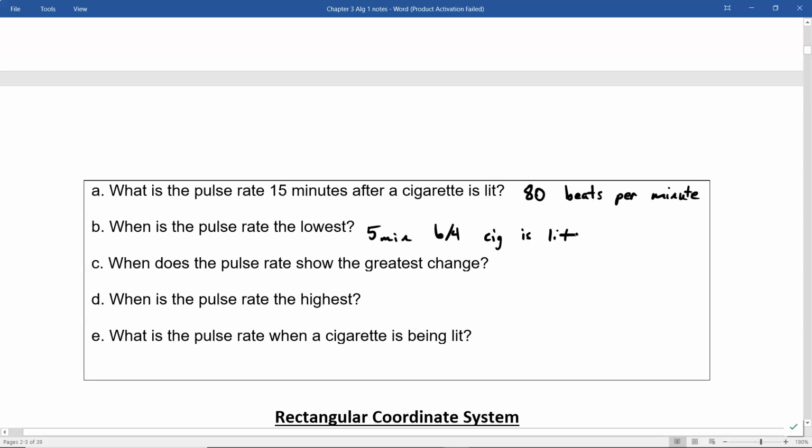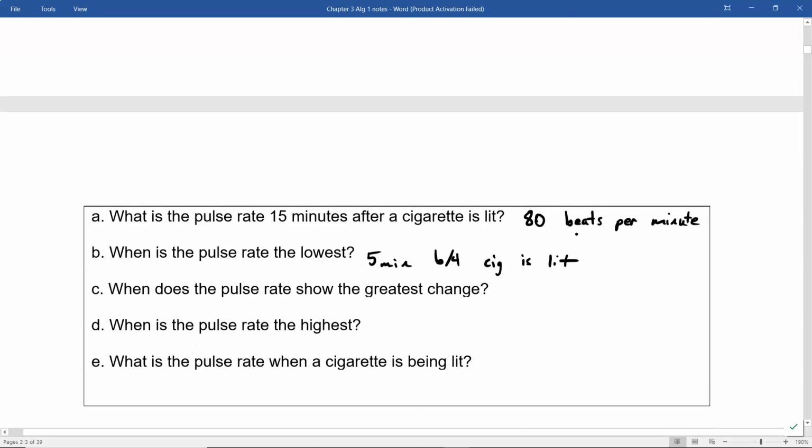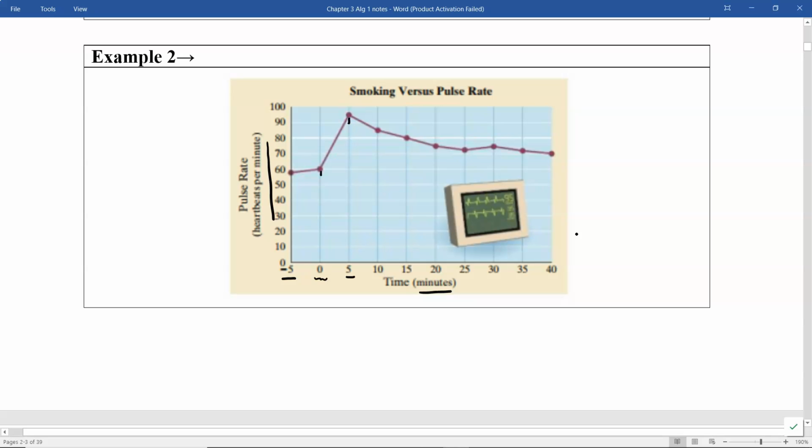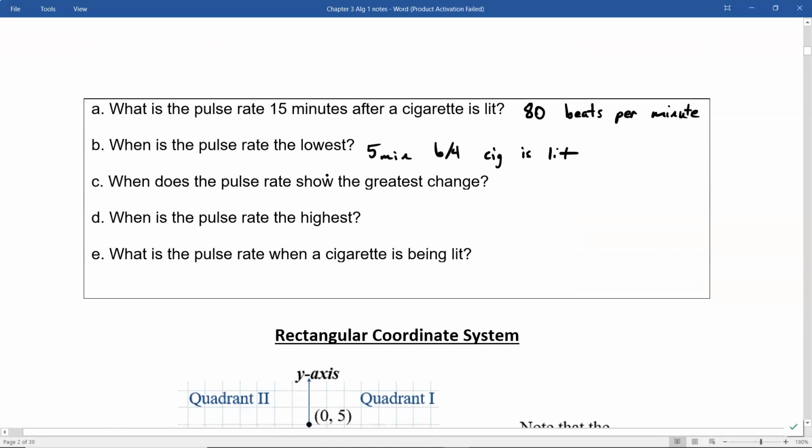Okay, the next one is the greatest change, and this is actually something I pointed out. So remember, on a line graph, you can tell how big or how small a change is by just how steep it is. So this is going to give you a bigger change than this. And the steepest line that goes up from left to right is, like I said, between 0 and 5 minutes. So the answer to C is between 0 and 5 minutes.